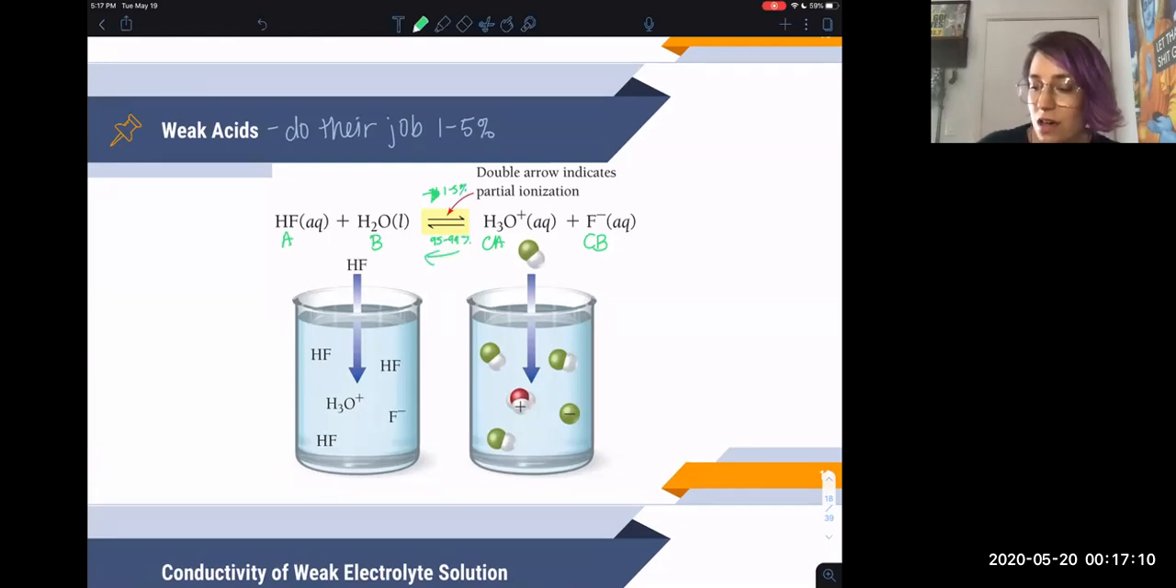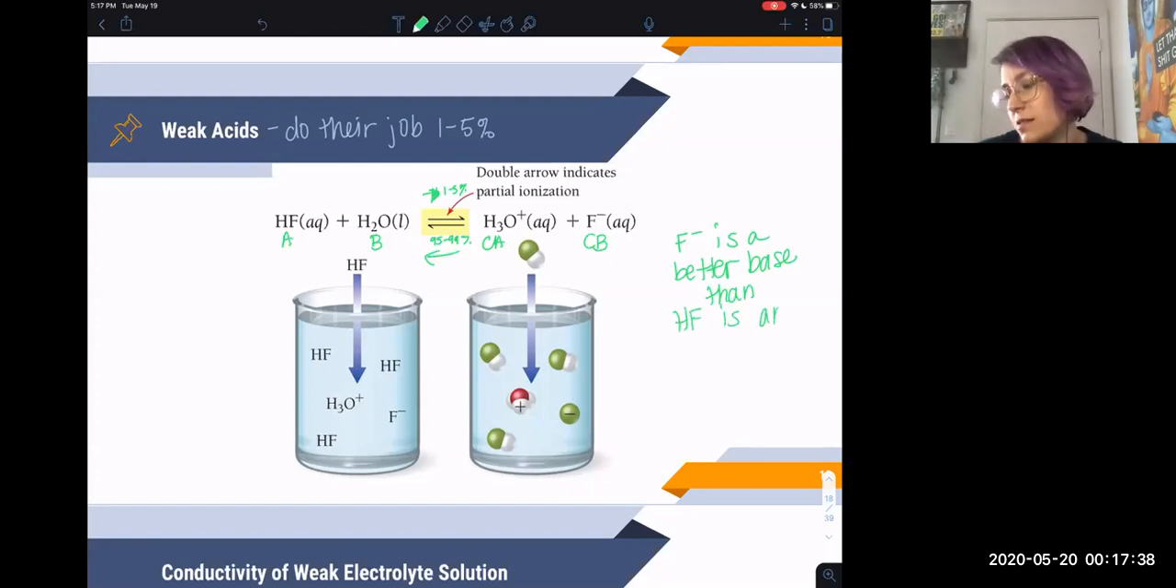So actually, of the two acids, hydronium is a better acid than hydrofluoric. The weak acid makes the stronger conjugate base. So fluoride is a better base than HF is an acid. Fluoride is better at accepting hydrogen than hydrofluoric is at losing it.